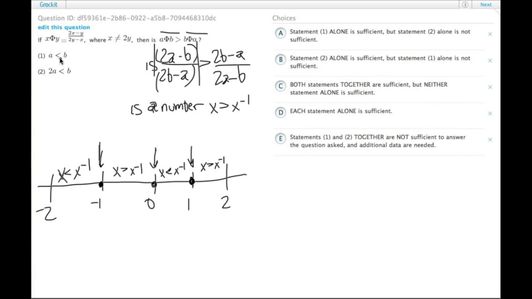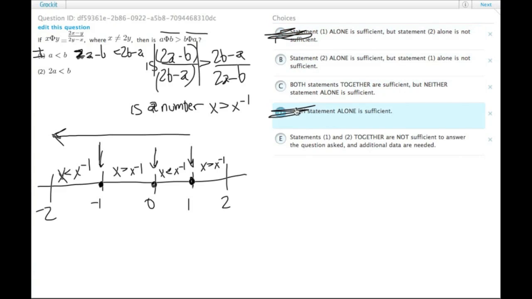Statement 1 tells us that a is less than b. So this one really just tells us that 2a minus b is going to be less than 2b minus a. So this is smaller than this, which means it's a fraction less than 1. But we still don't know if it's actually a negative fraction. We don't have any values for a or b. So again, that's sometimes yes, sometimes no, and we get rid of A and D.